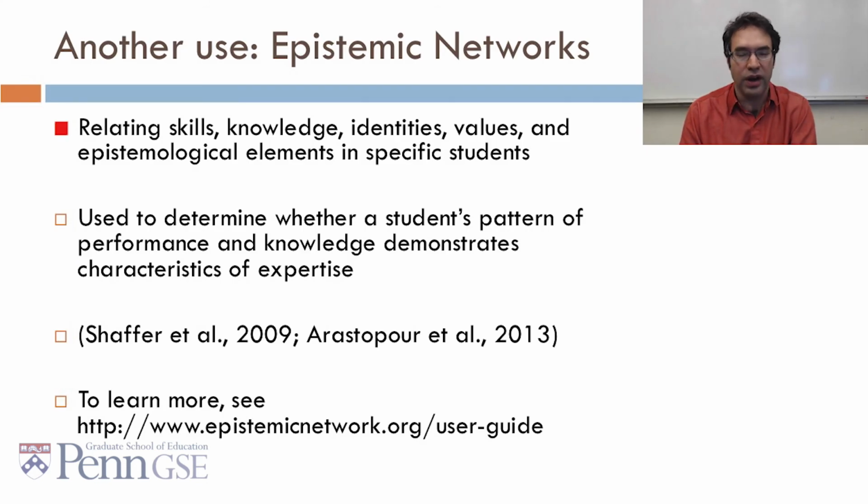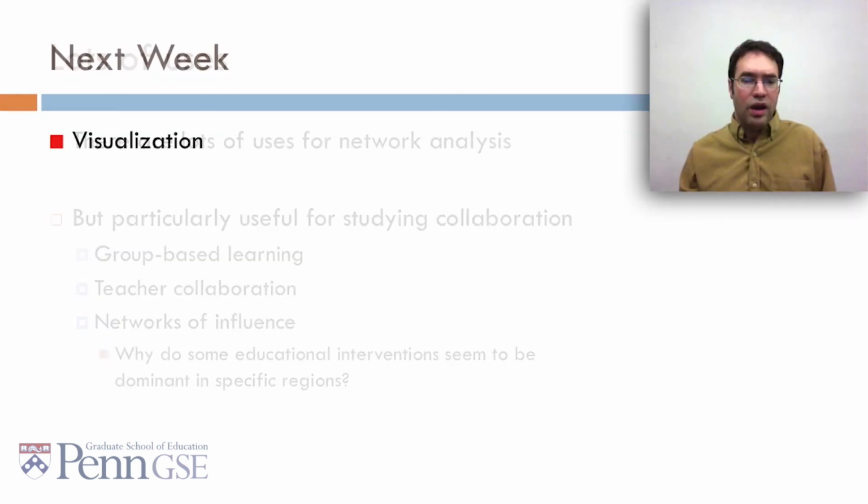Another use of network analysis is in epistemic networks, which relates skills, knowledge, identities, values, and epistemological elements in specific students. They're used to determine whether a student's pattern of performance and knowledge demonstrates characteristics of expertise by comparing the graph of a novice student to an expert student. And to learn more, see the link here.